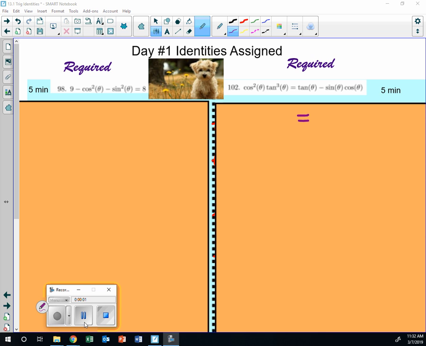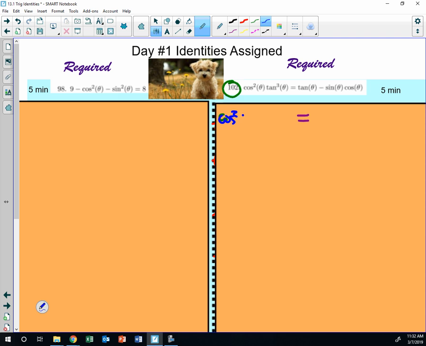Going to record dreaded 102 here. 102 has a yucky looking left and a yucky looking right. We're going to leave the right. We're going to play around with the left here. Cosine squared theta tangent cubed theta is equal to tangent theta minus sine theta cosine theta.